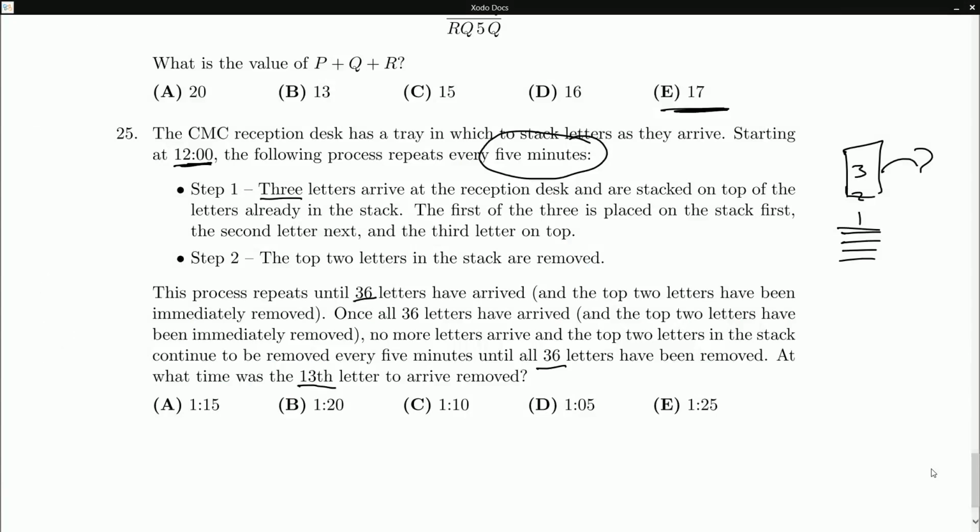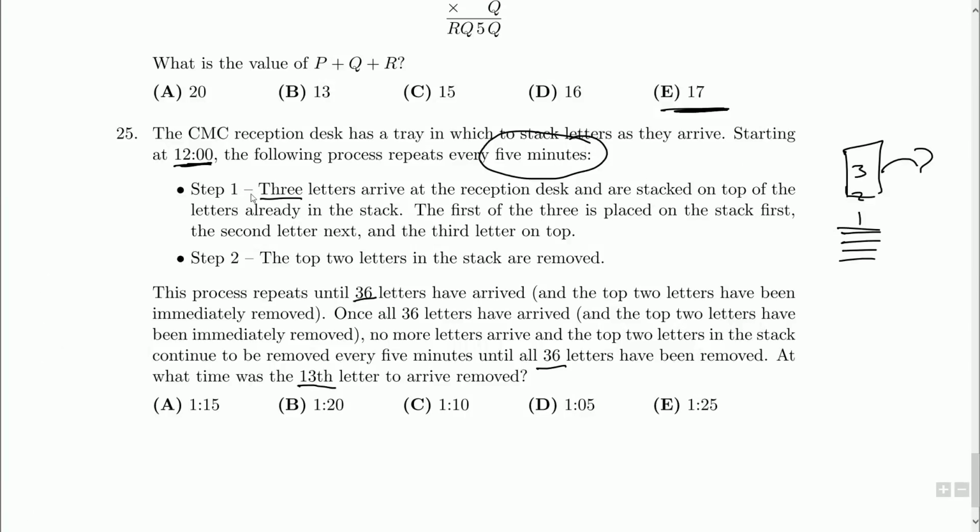Okay. So, we'll just make sure we're reading that right. I'm very worried about the starting time, because you'll notice that these answers all differ by 5. So if I'm misinterpreting how the process starts, we could be off by 5 and bubbling the wrong thing. But starting at 12 o'clock, the following process repeats every 5 minutes. To me, that reads as though the process is starting at 12. So this happens at 12. Okay. So, the process repeats until 36 letters have arrived.